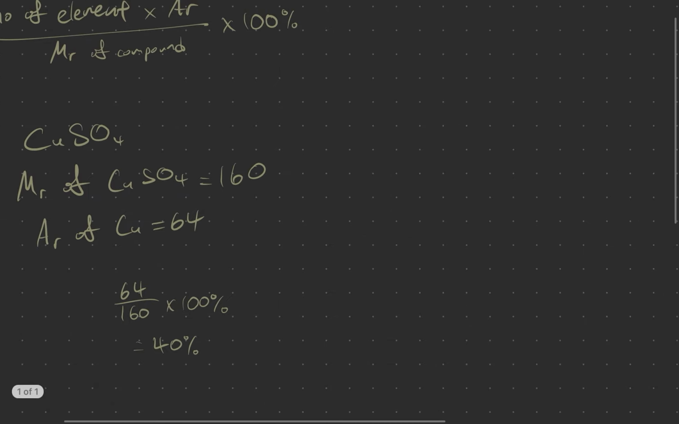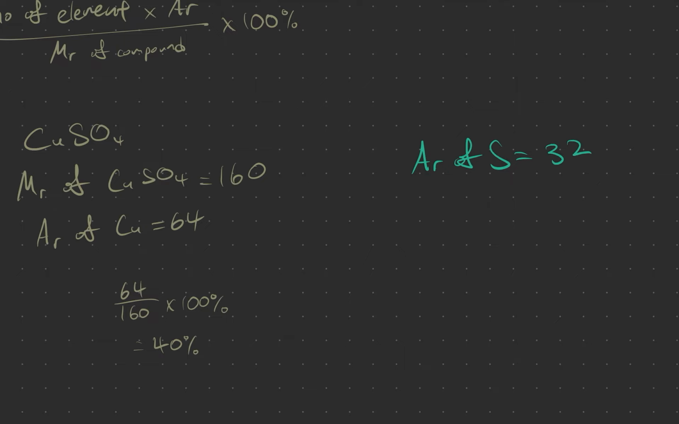Okay, so let's say now, instead of copper, I want to find the percentage composition of sulfur. The Ar of sulfur is 32, so it will just be 32 divided by 160 times 100%, which will give me 20%.